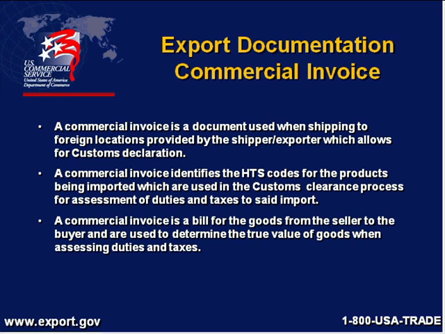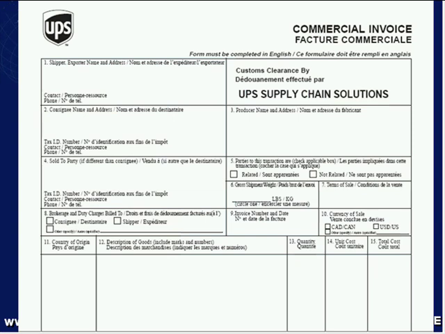A commercial invoice is a bill for the goods from the seller to the buyer and is used to determine the true value of goods when assessing duties and taxes. Please keep in mind that when you're making an import into a destination country, let's say we're going to Europe or some of the other countries that have value-added taxes, whatever value and whatever information you provide on that commercial invoice will be what is used to assess your duties to get into that country, but also that will be the same information used for your value-added taxes. Again, we've given you a commercial invoice just for your reference here.